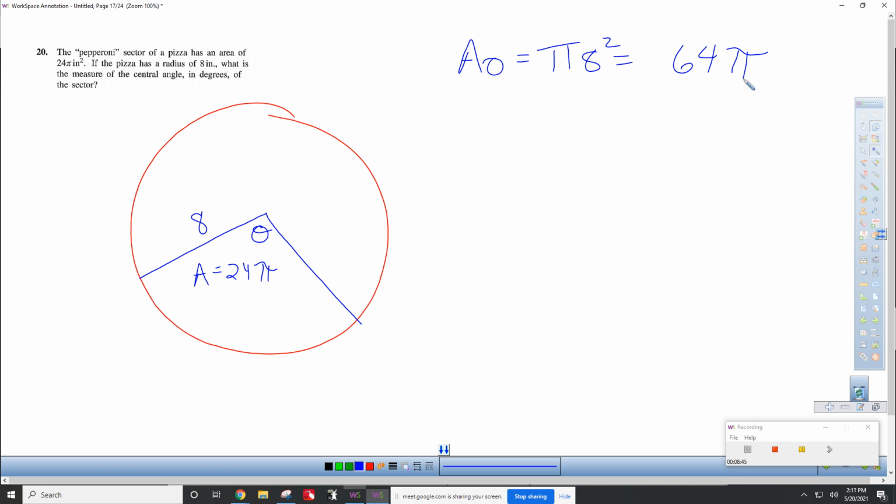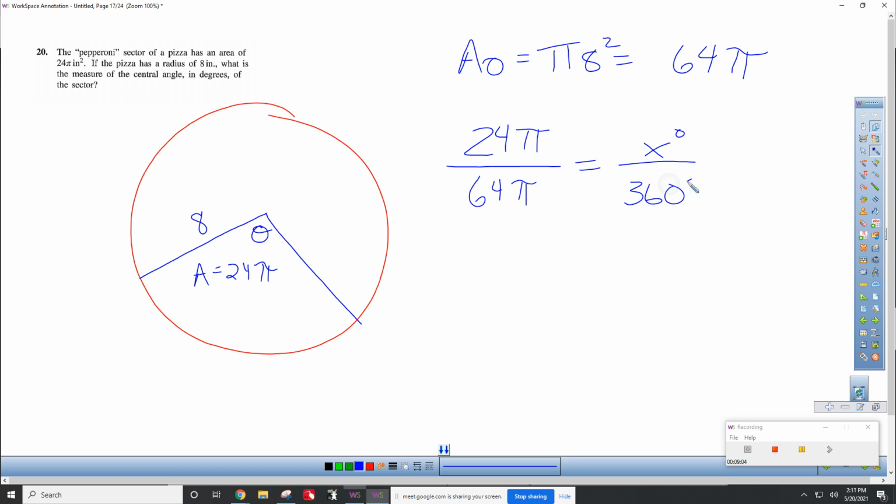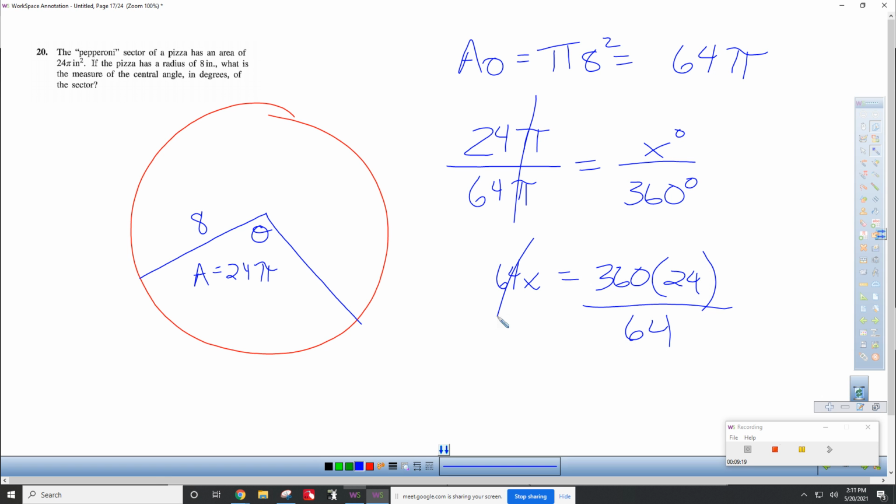And then here's how I would do it. 24 pi is to 64 pi like x degrees is to 360 degrees. Does that make sense? Now the pi's cancel, so we don't need those. So you get 64x is 360 times 24. Divide each side by 64, and that's what x is.